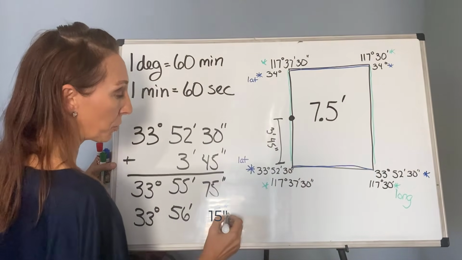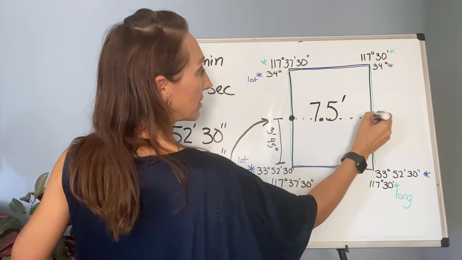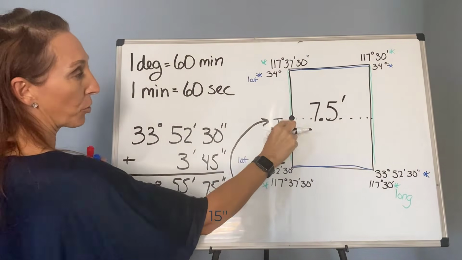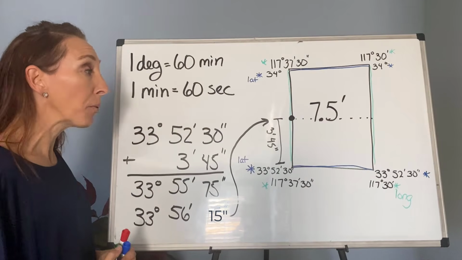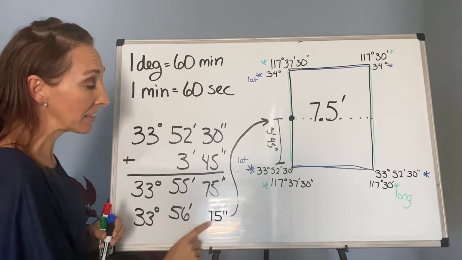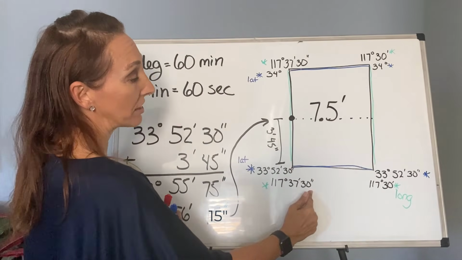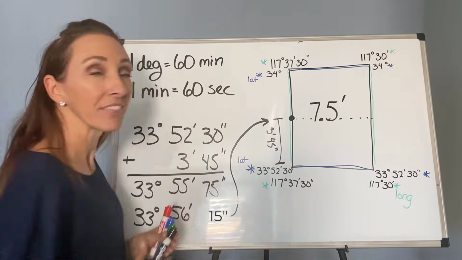So that would be the latitude that goes all the way across here, and of course is at that point as well. So that point would have a latitude of 33 degrees, 56 minutes, 15 seconds. And then its longitude would be the 117 37 30. So I think that's it.